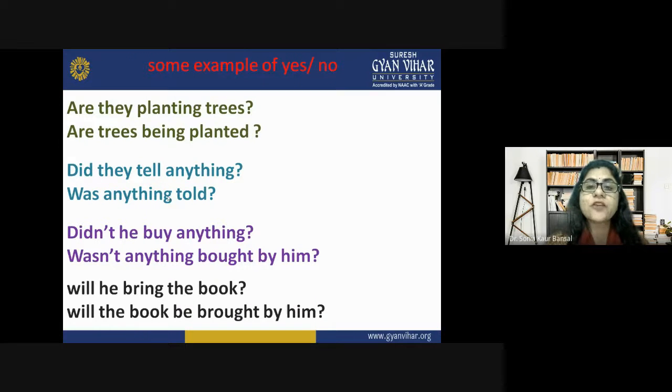Now some examples of yes or no questions you can see. Are they planting trees? The question will be, are trees being planted? Now see, the rules are working the same, only the formation is changed. Did they tell anything? Was anything told? Then didn't he buy anything? Wasn't anything bought by him? Will he bring the book? Will the book be brought by him?